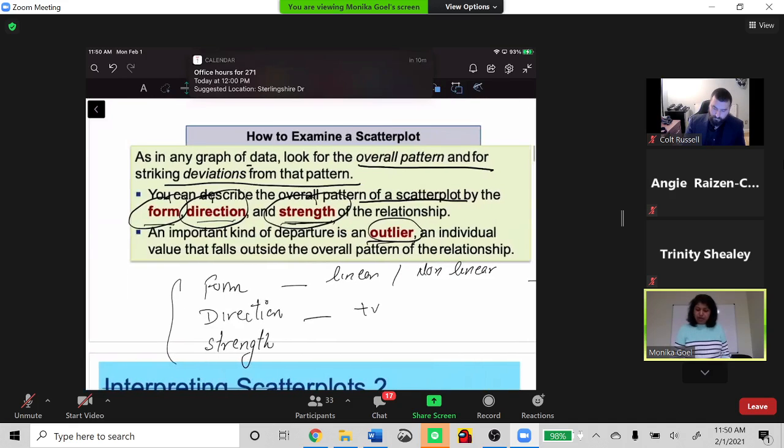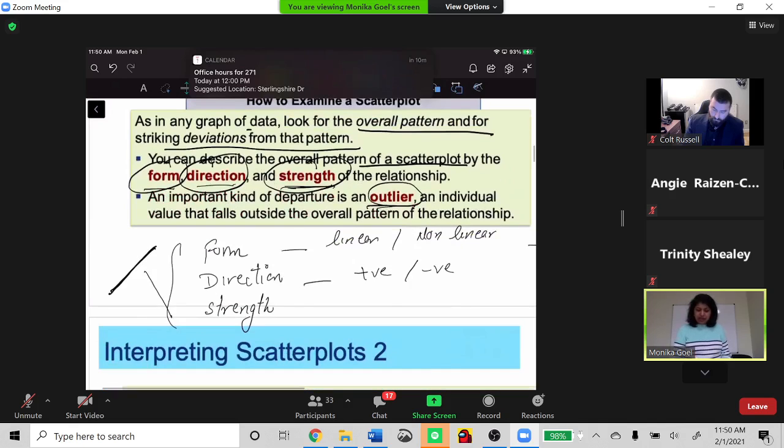Direction, either positive or negative. That means if it is making the shape of a line, is it going in the upward direction or is it going in the downward direction? And strength, if I'm looking at the scatter plot and I can see the form of a line, how close those points are to that line and how closely they are making a linear pattern. If they are too close, we say strong. If they are far, we say weak. And again, an outlier is outside of the overall pattern.